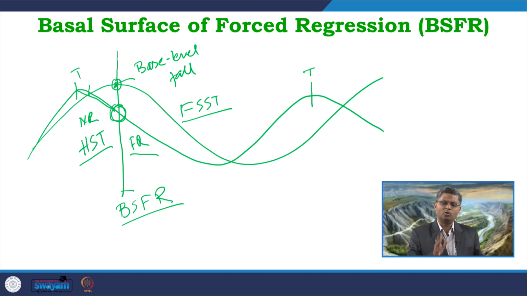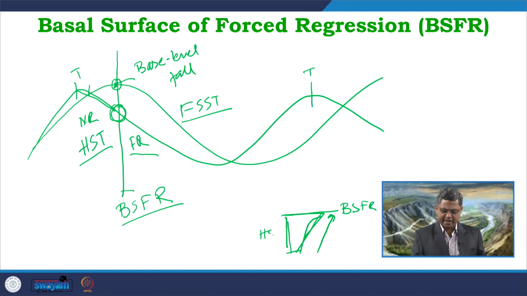Already we know HST is a normal regressive package. So, during HST we expect formation of a coarsening upward succession where the grain size increases towards the top, and then we get this particular surface which we call the BSFR surface. So, this is the HST package, and on that the forced regressive package has started. Again we get another coarsening upward succession.